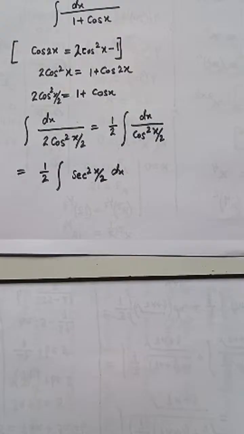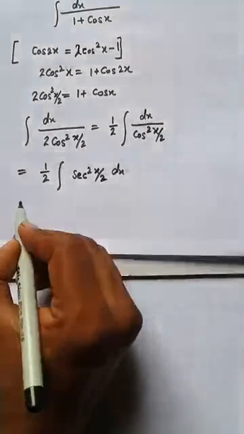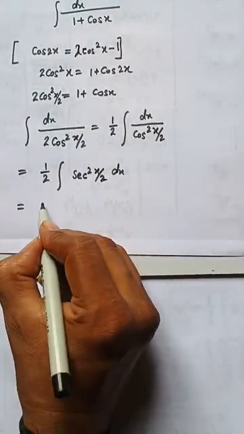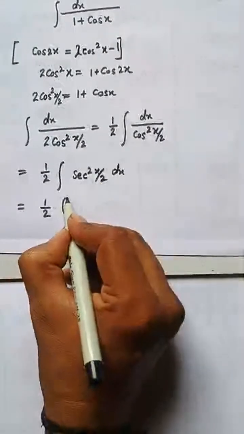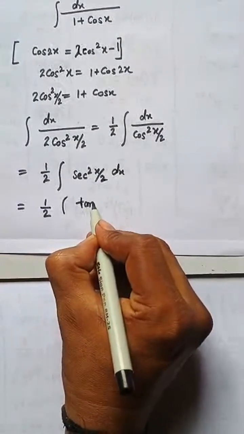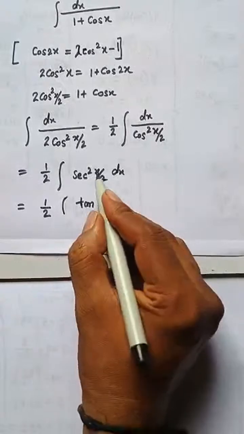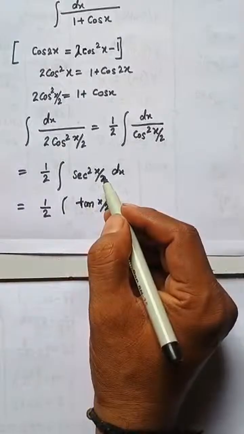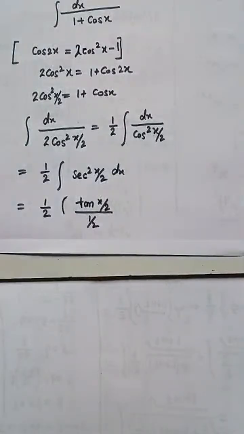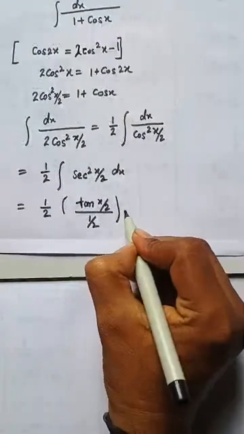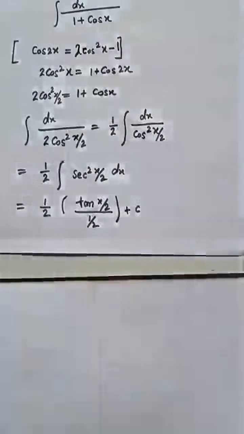Now it is easier to find the integration because we know that the integration of sec square x gives us tan x. So here we have the integration of sec square x by 2, and integration of sec square gives tan x by 2. You can see that x has coefficient 1 by 2, so I can divide by 1 by 2 over here, and then I apply the constant c.